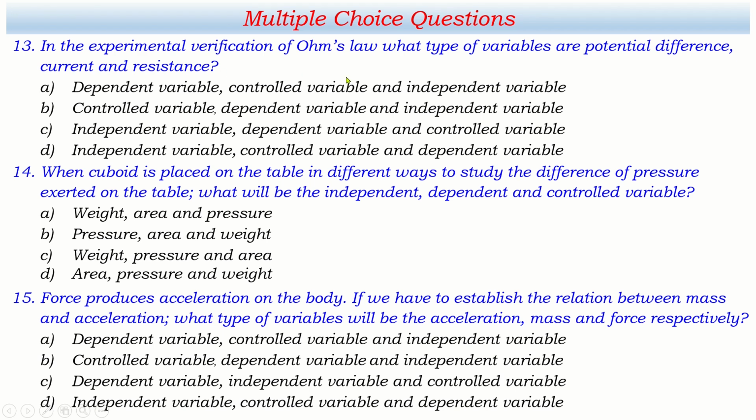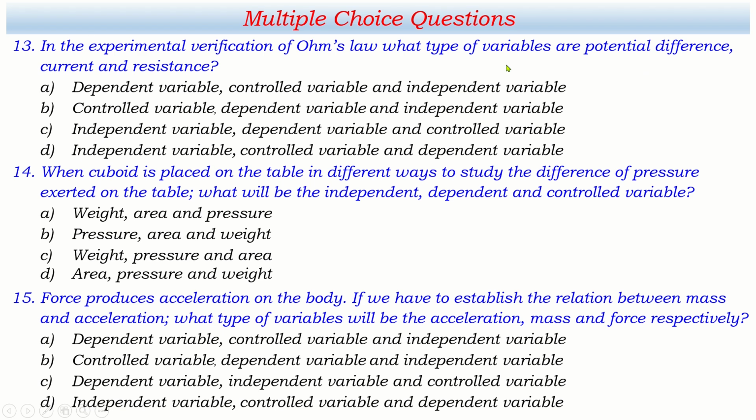The experimental verification of Ohm's law. In this verification, what type of variables are potential difference, current and resistance? We actually increase the number of cells in this experiment. That increases potential difference. So potential difference is the independent variable because we are manipulating its value. And the independent variable is given in C and D. One of them is correct.